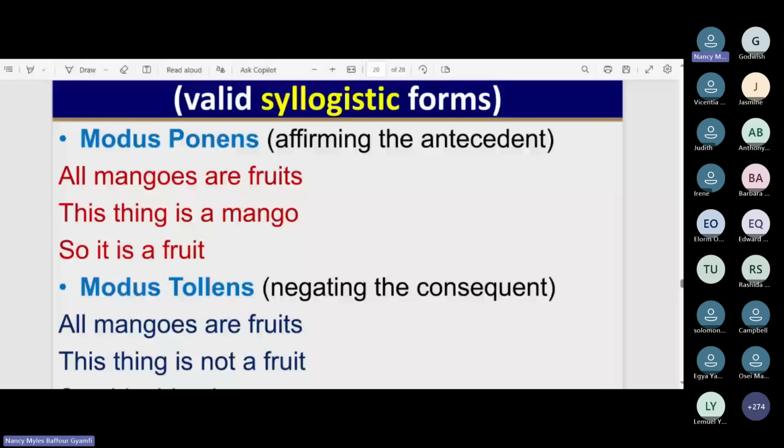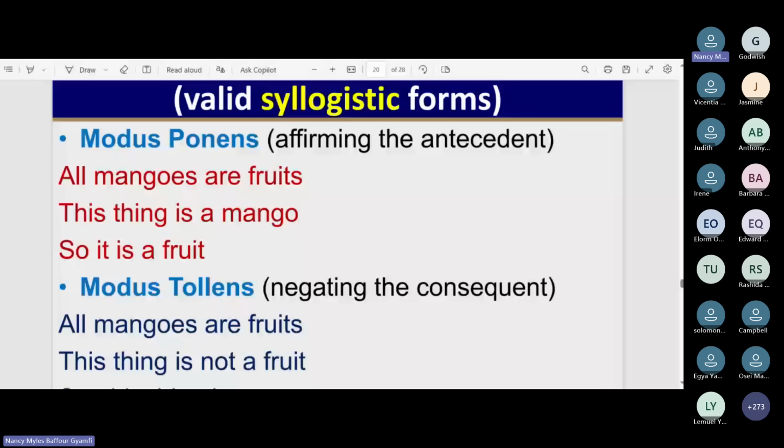Now, I was showing you how to expand. So if I say all mangoes are fruits, how do you write this as a conditional? Just say if X is a mango, then X is a fruit. That's all. If X is a mango, then X is a fruit. That's what we mean when we say all mangoes are fruit. I'm saying if X, any variable at all, is a mango, then that thing is a fruit.